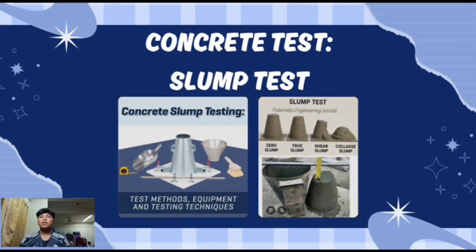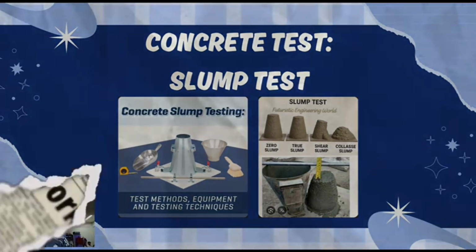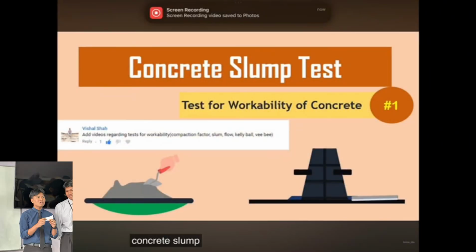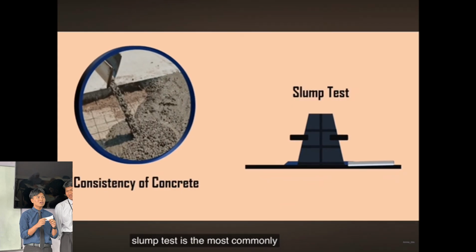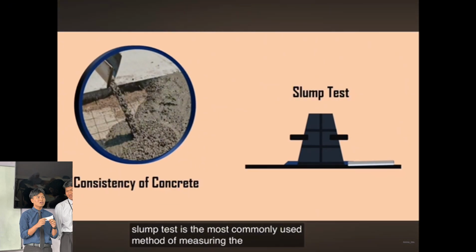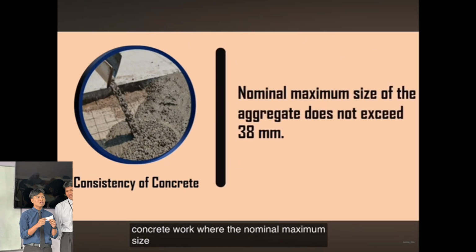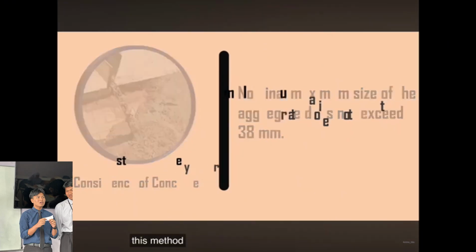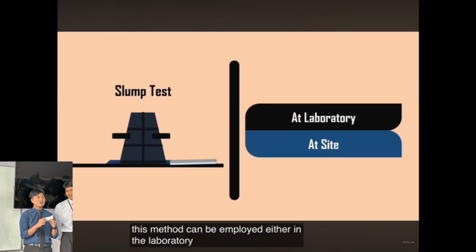The concrete test that I choose is the concrete slump test. Now I will show you the demonstration video of this test. Concrete slump test. The slump test is the most commonly used method of measuring the consistency of concrete, where the nominal maximum size of the aggregate does not exceed 38 millimeters. This method can be employed either in a laboratory or at the site.